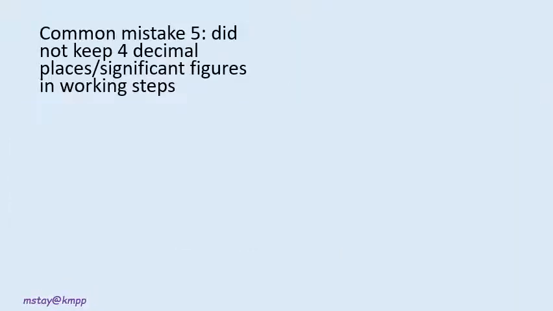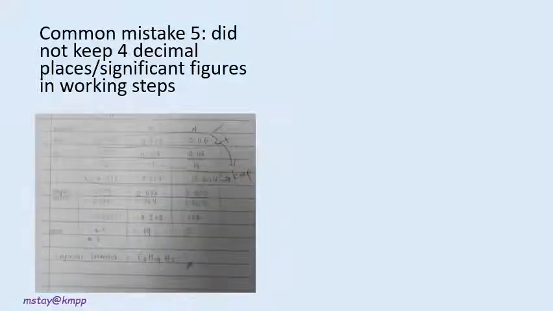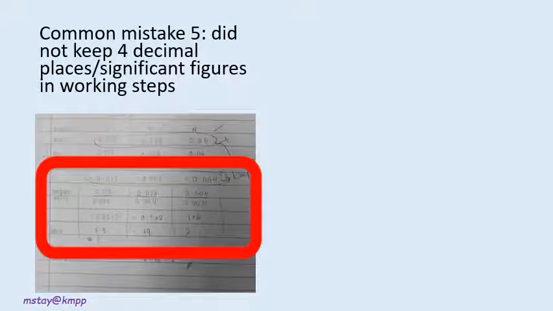The last common mistake that we identify is that students did not keep 4 decimal places or 4 significant figures in their working steps. For example, these students, even though they try to keep 3 decimal places, but then you look here, the simplest ratio is not in whole numbers. If this happens, the students supposedly have to multiply by 4 so that they can get a whole number answer.